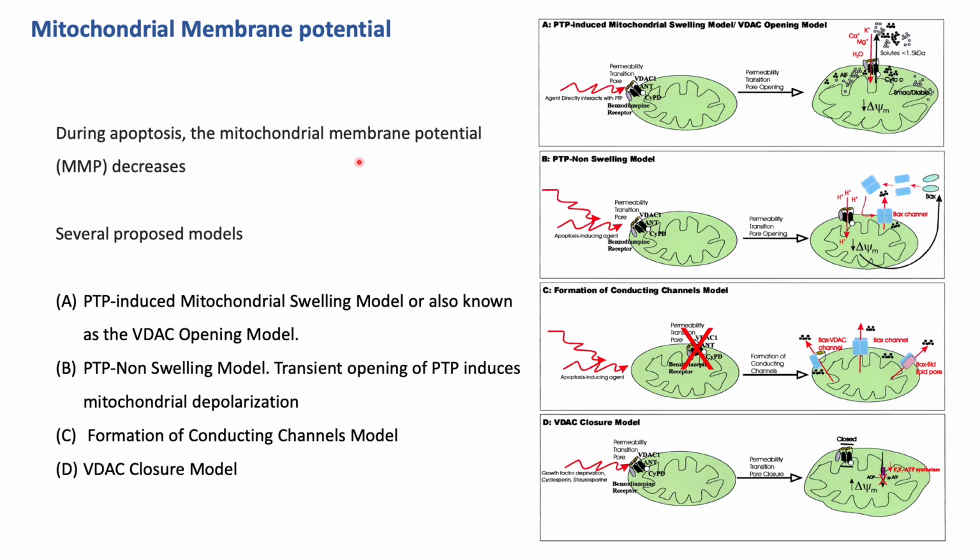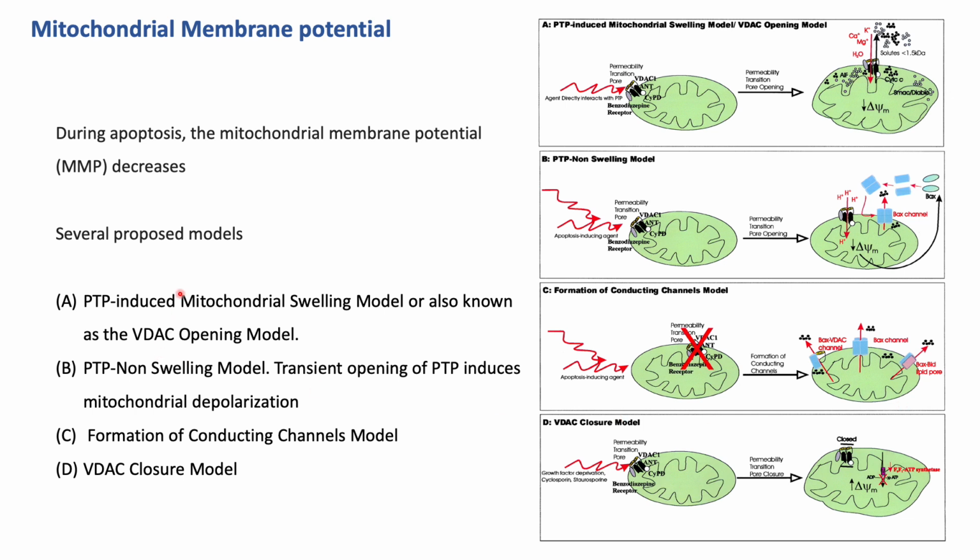So, another feature is the mitochondrial membrane potential, abbreviated as MMP. During apoptosis, the mitochondrial membrane potential decreases. Although this is not entirely studied, there are several proposed models that explain the mechanism of the release of contents from the mitochondria. Before that, the opening of a large conductance channel in the inner mitochondrial membrane, known as the mitochondrial permeability transition pore (PTP), has been shown to be a primary mediator of apoptosis.